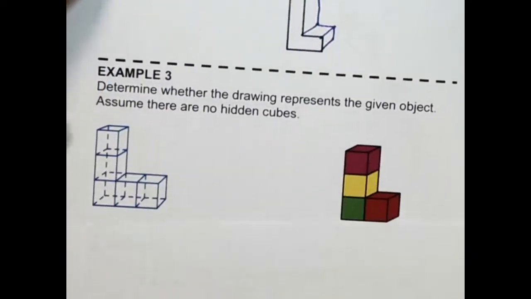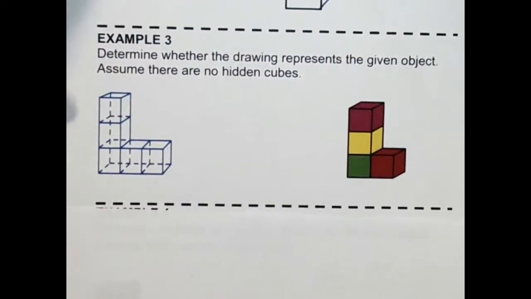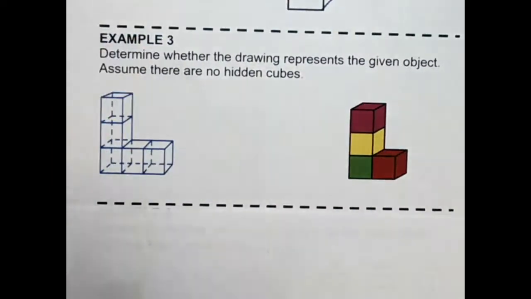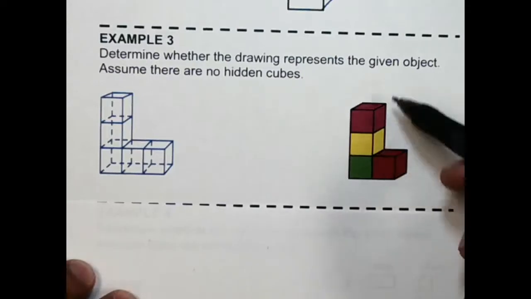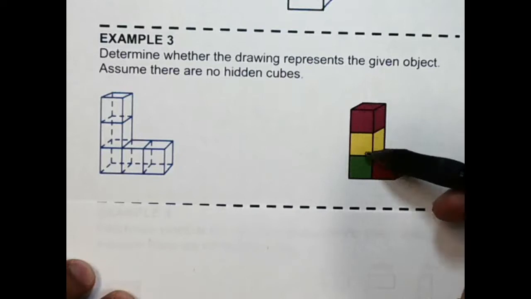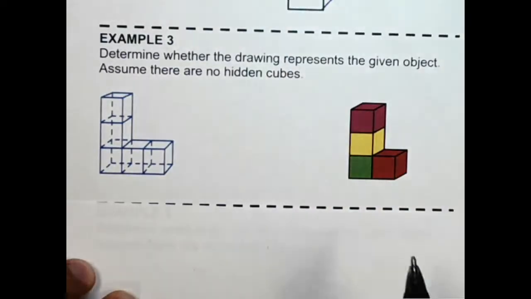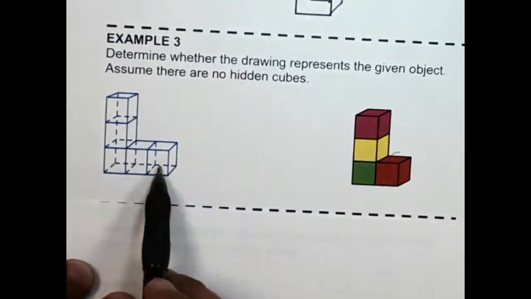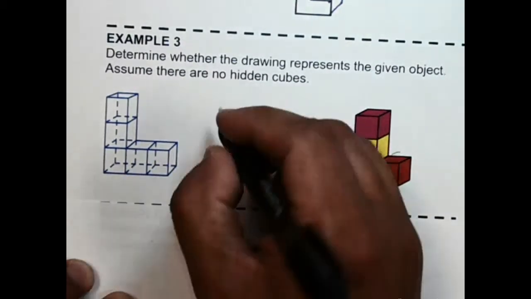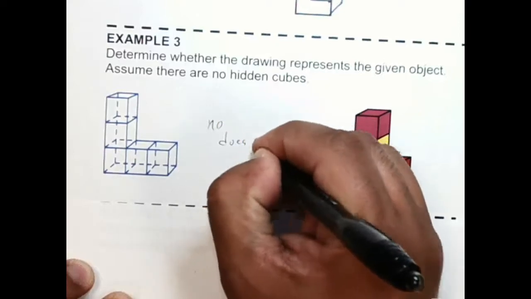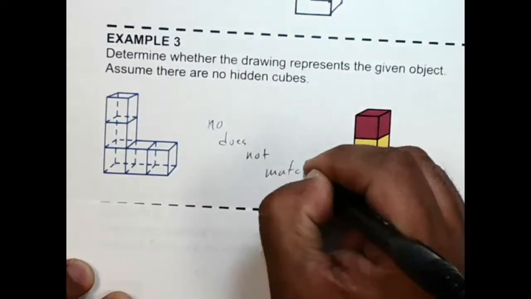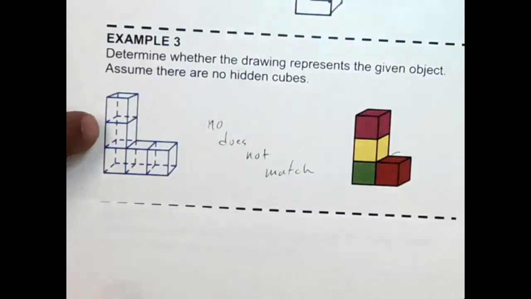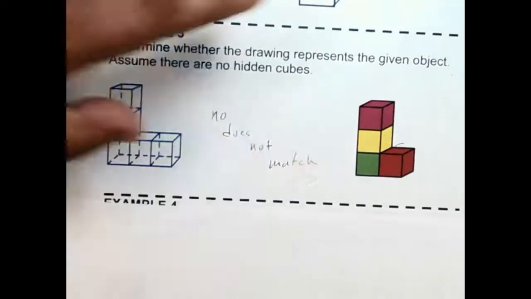Okay, moving on. Now I'm giving you the 3D shape and then a drawing. You determine whether the drawing represents the given object. Assume there are no hidden cubes. On this one, I'm looking at the actual 3D colored version. This would be 3 cubes here, and then there would be 1 cube on the right. Looking at the drawing, it's just 3 tall, but then it goes 3 horizontally, so this would be a no. Like I said, it does not match. This drawing does not represent this 3D image.